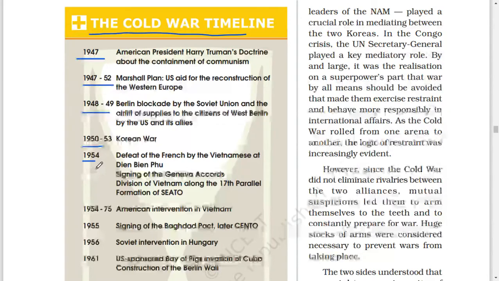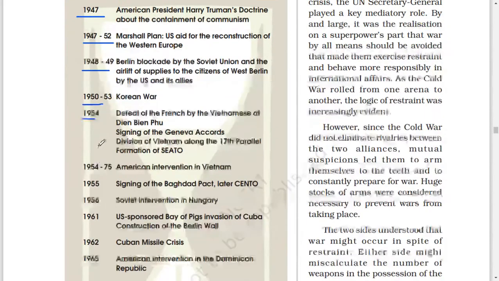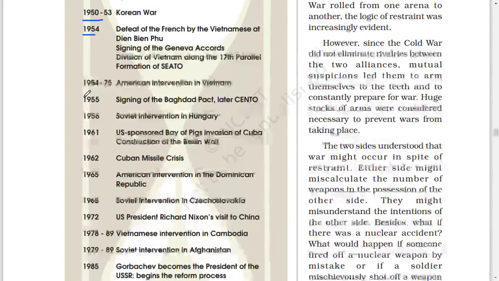1954: Defeat of the French by the Vietnamese at Dien Bien Phu, signing of the Geneva Accords, division of Vietnam along the 17th parallel, formation of SEATO. 1954 to 75: American intervention in Vietnam. 1955: Signing of the Baghdad Pact, later CENTO. 1956: Soviet intervention in Hungary. 1961: US-sponsored Bay of Pigs invasion of Cuba, construction of the Berlin Wall.